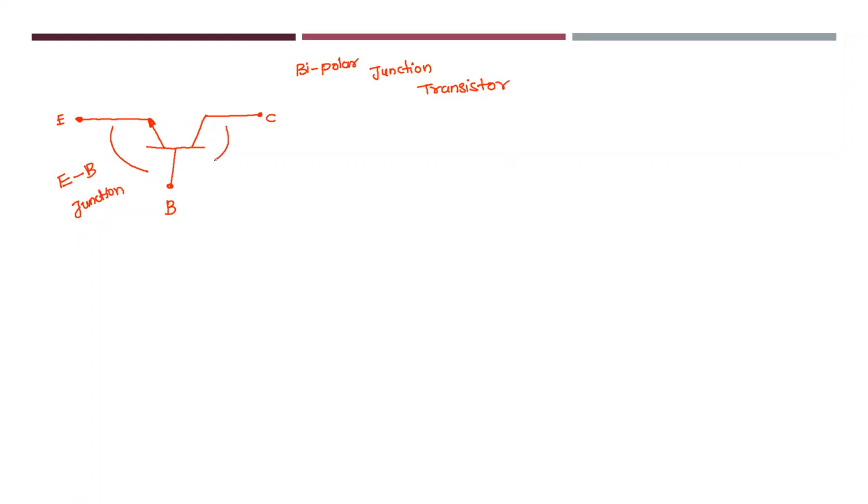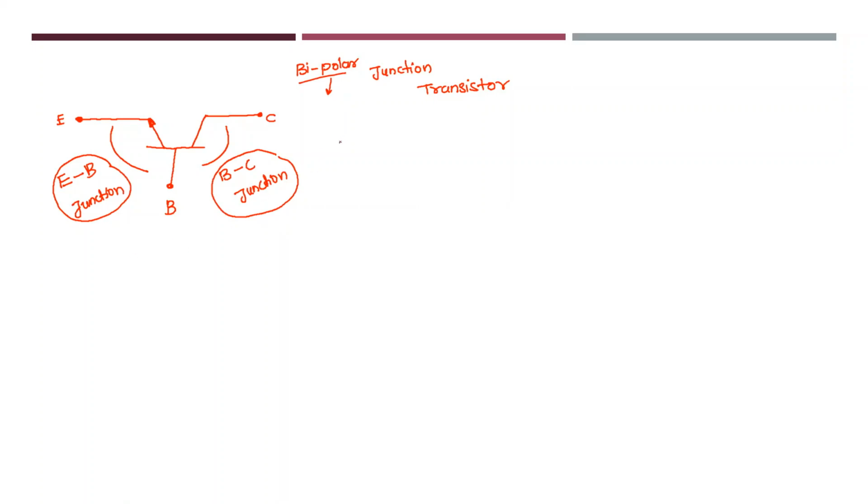And what is the next junction? Next junction is called as base collector or collector base junction. You can call it as base collector, or you can also call it as a collector base junction. So there are 2 junctions in a transistor. One is called as emitter base junction, other one is called as collector base junction. That is the reason we got the name as bipolar junction transistor.